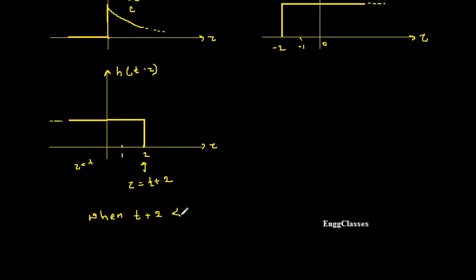When t plus 2 is made less than 0, what is going to happen? When I make t plus 2 less than 0, that means this signal, h of t minus tau, gets shifted to the left. Is that okay? So when I make t plus 2 less than 0, I'm going to get the first limit. So how does that signal look like?